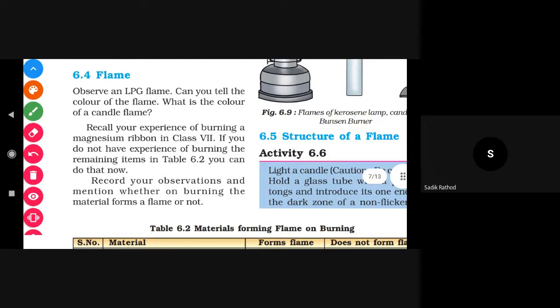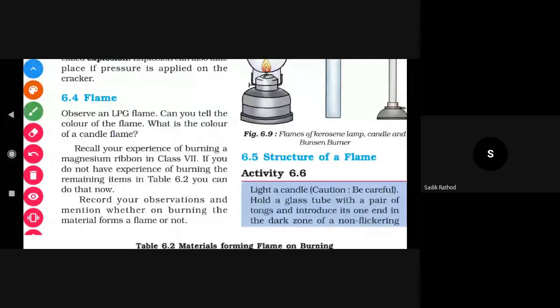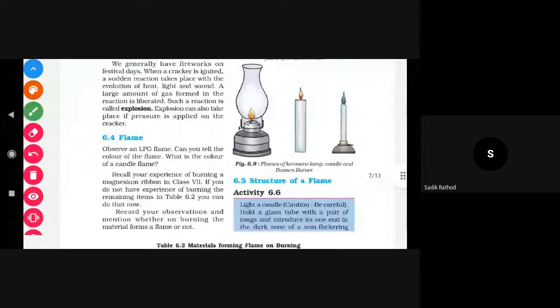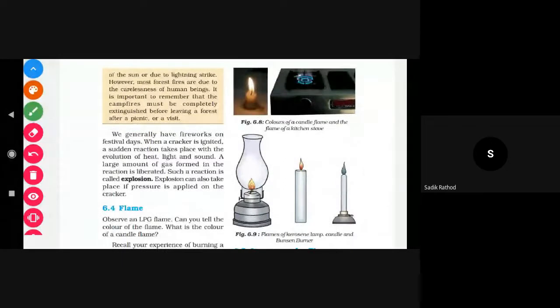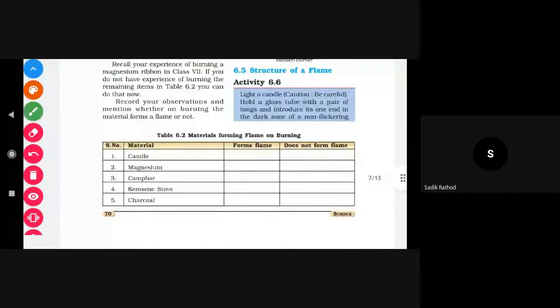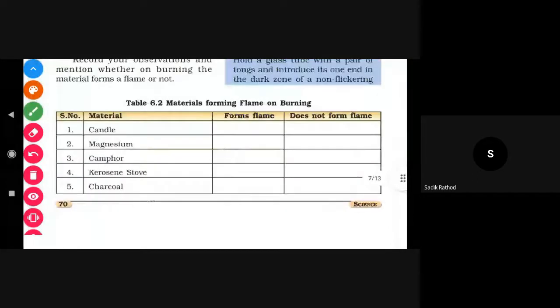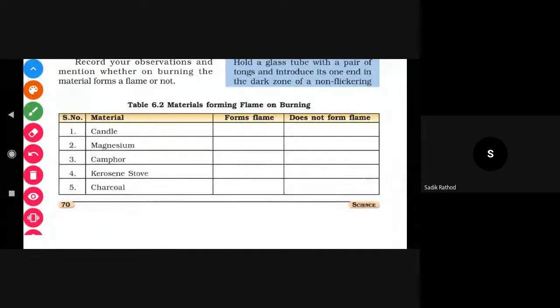Okay. What is the color of the candle flame? Who knows the color of the candle flame? Yellow and orange. Very good. What is the color of the flame of the gas stove? Blue. Dark blue and light. Very good. Now, why does that happen? I will explain to you in some time. Does the candle form a flame? Yes or no?